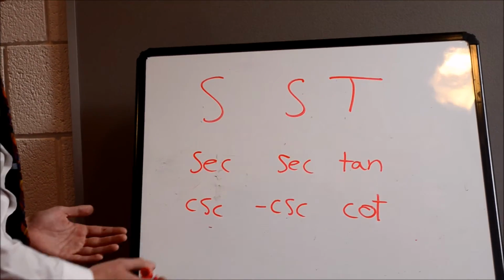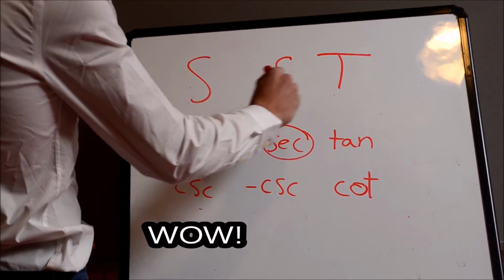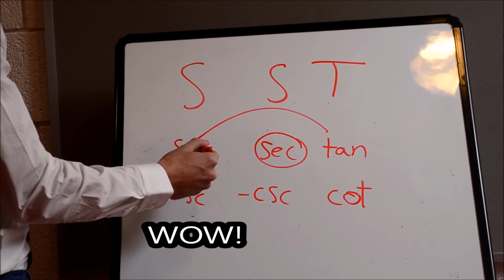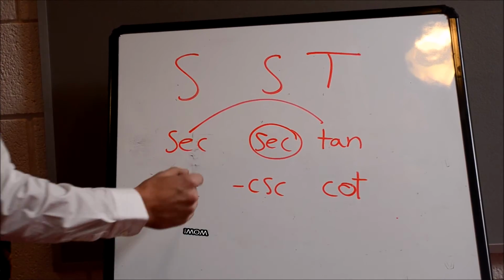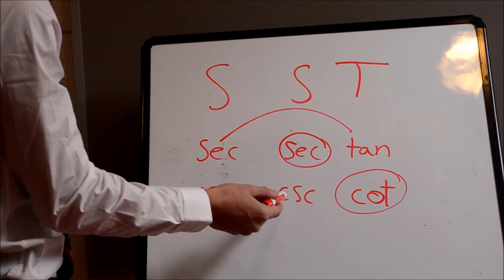From here on out, it's pretty elementary. If you want to take the derivative of any of these functions, you merely take the product of the other two. So the derivative of secant is secant times tangent. The derivative of cotangent is negative cosecant squared.